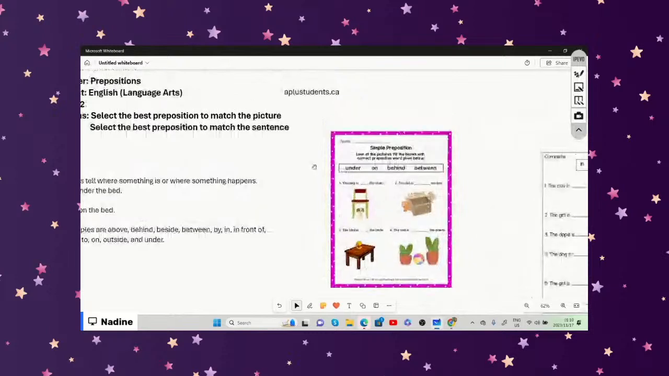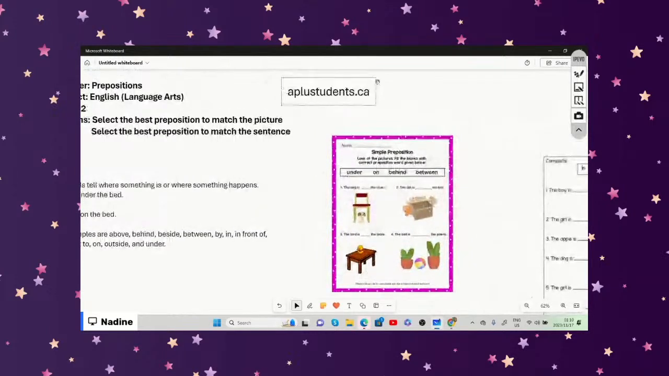So we are doing our tutorial lesson on aplusstudents.ca. And this is where we're going to be doing our test also. And if you want to go back and recap on this specific lesson, then you may do so.